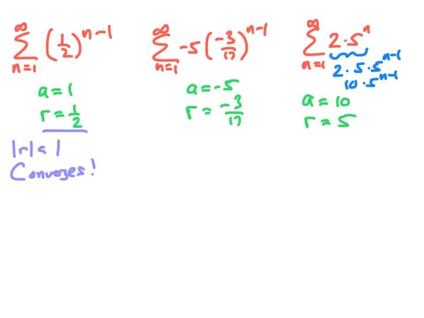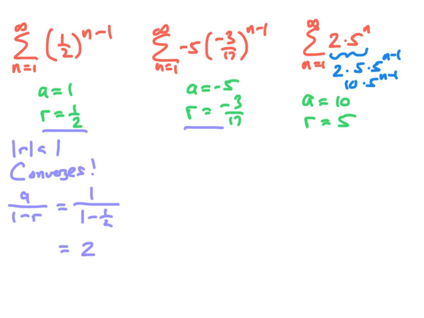We can then find the sum by using the formula a over 1 minus r with the values that we are given. So here a is going to be 1 and r is 1/2. And so we get 1 over 1 minus 1/2. And when we simplify, we see that that is going to be equal to 2. And so our series n equal 1 to infinity of 1/2 to the n minus 1 is a convergent geometric series with sum equal to 2.